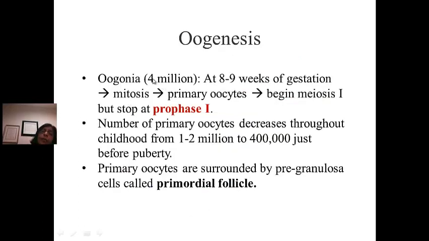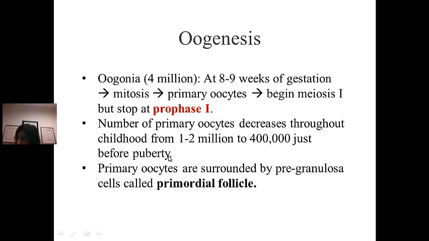We start off with about 4 million oogonia, and at about 8 to 9 weeks of gestation is when mitosis occurs. They become primary oocytes. They begin meiosis I, but meiosis I stops at prophase I. The number of primary oocytes decreases throughout childhood. Note that you only have about 1 to 2 million at the time of birth, and about 400,000 at the time of puberty.